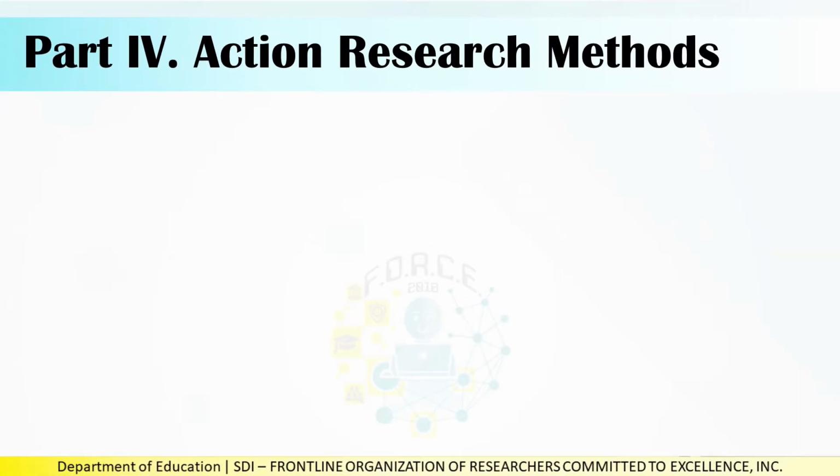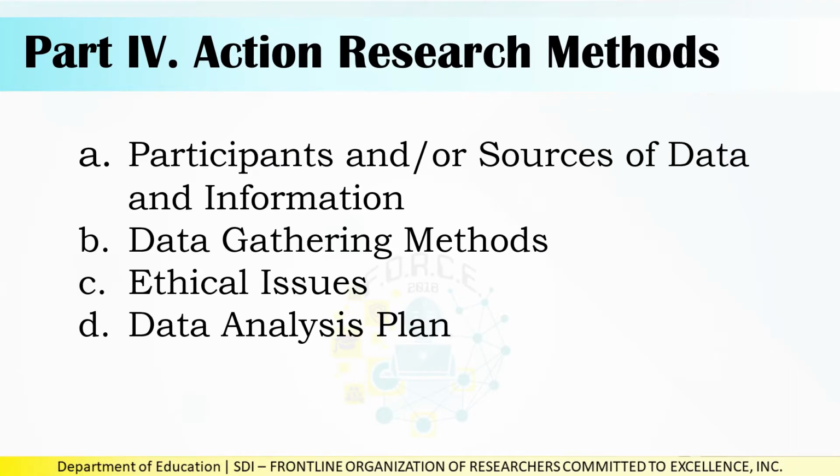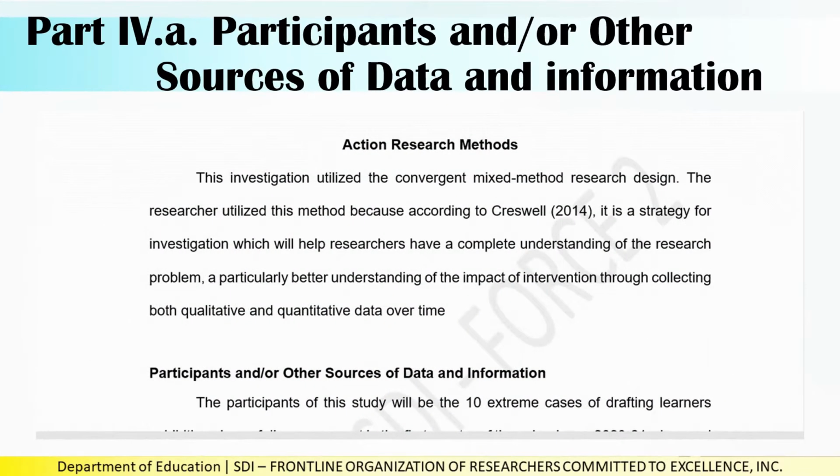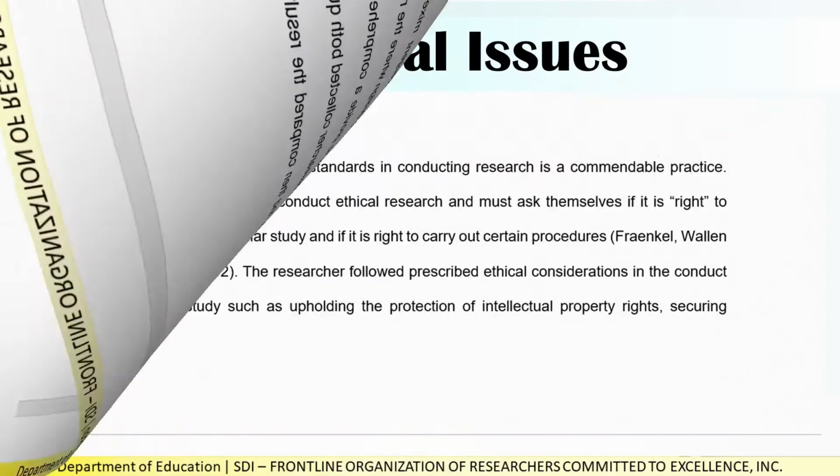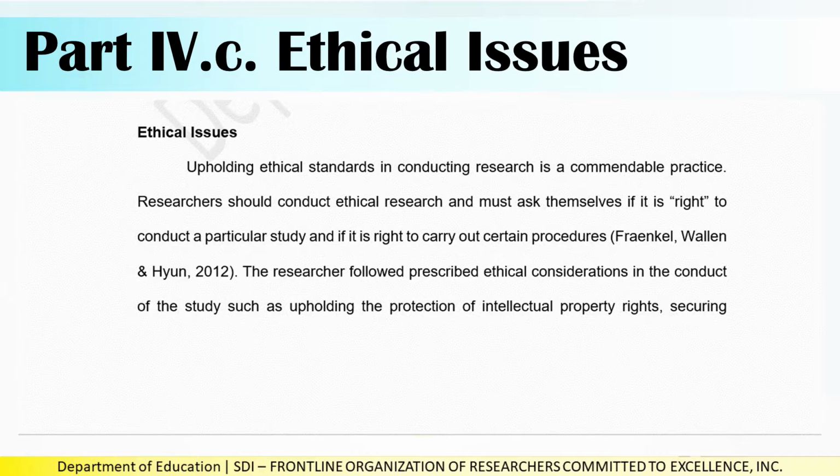These are the 4 subparts of the action research methods. First subpart is the participants and/or other sources of data and information. Secondly, the data gathering methods. Next, the ethical issues and the data analysis plan.